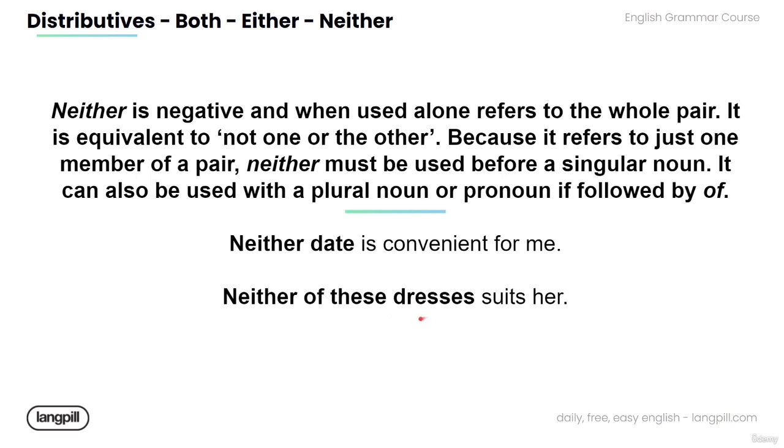So, in this sentence, neither of these dresses suits her. So, you have two dresses. Let's say you have a red dress and a blue dress. Your friend tries them on. They don't look good. So you would say neither of these dresses, right? Neither of them. Not this one and not that one.